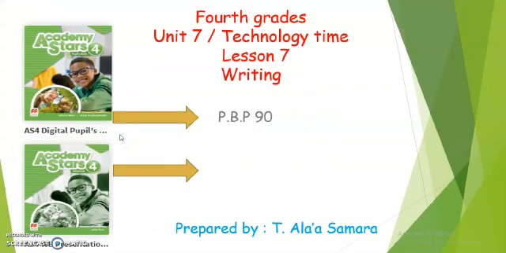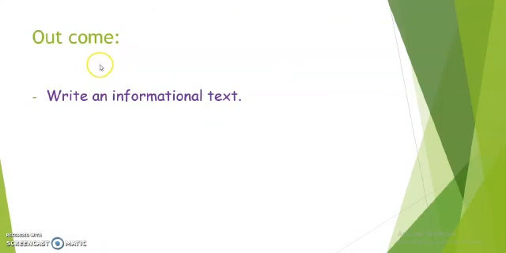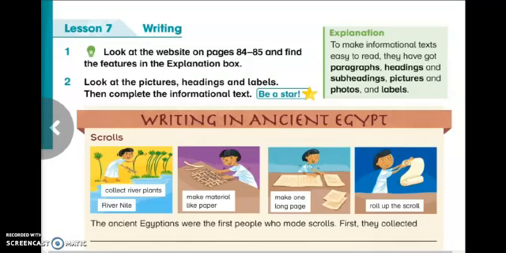Today's lesson is writing and you need to open your pupils book page 90. And we have an outcome for today, write an informational text. My students, please open your pupils book page 90. Lesson 7, writing. As you can see, my students, here we have an explanation in this box. Let us read it.